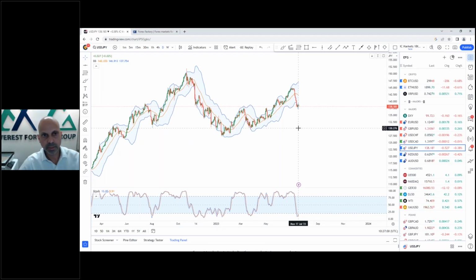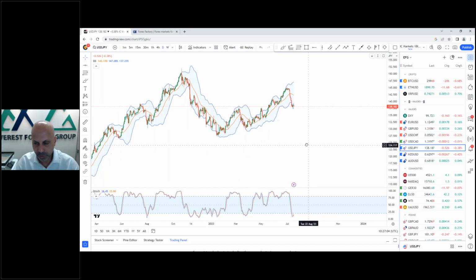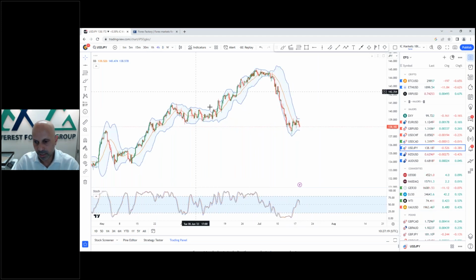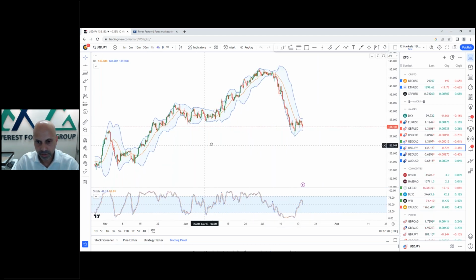So this here we are on the dollar yen. Sorry, apologies for that. All right, so let's see if we can do it on the H4 time frame as well.